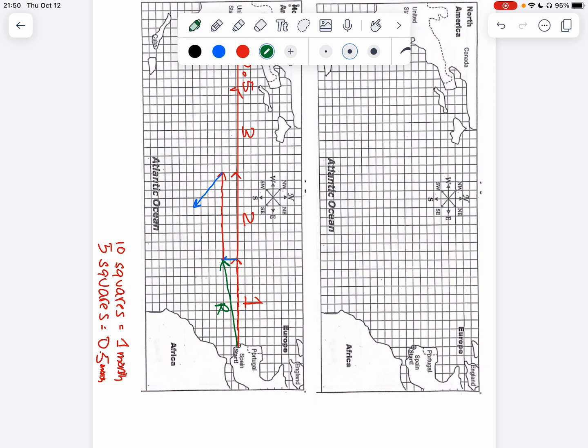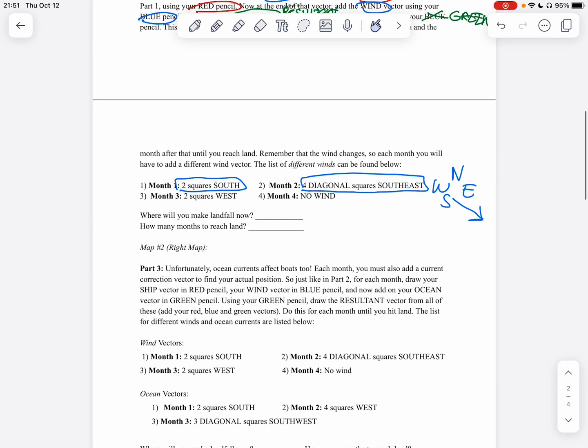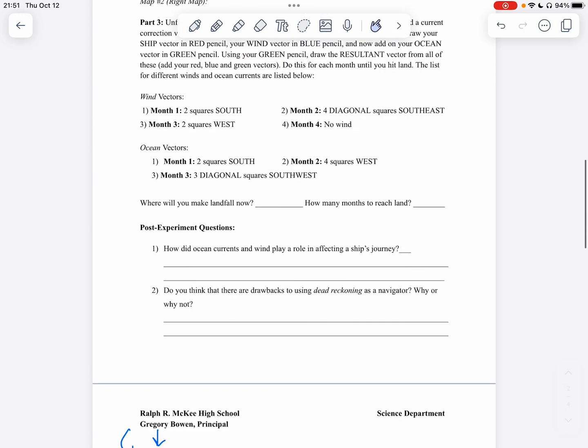Again, we always need to draw in a resultant. The resultant is going to start from the tail of the first vector to the tip of the last vector. So this is another resultant. Great. So now again, we're going to go back and draw in our ship vector, which is 10 boxes: 1, 2, 3, 4, 5, 6, 7, 8, 9, 10. Okay, so now we're going to check out month number 3, see what the wind's doing here. All right, so wind is going 2 squares west.